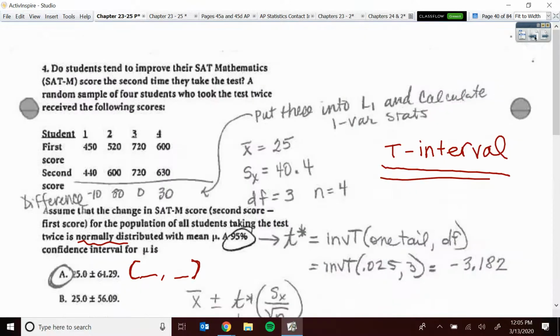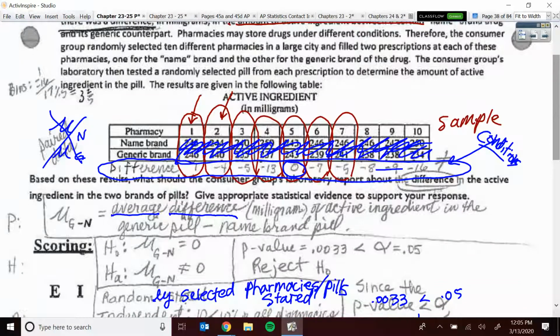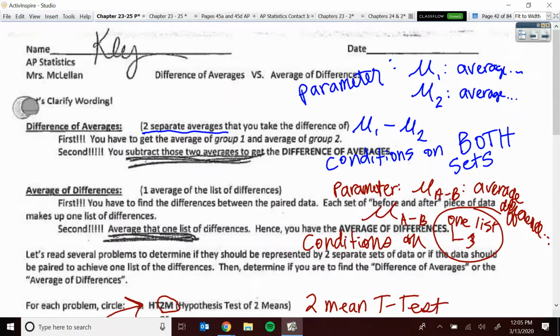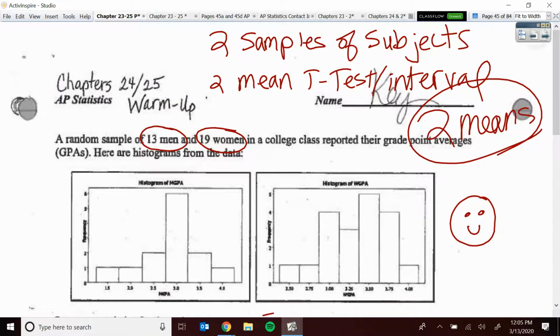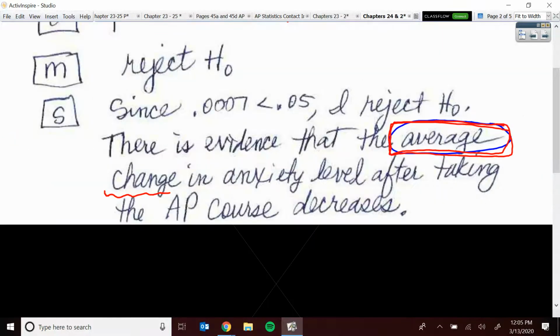Because look here. Did it go down for every single person? Oh, wait, that's not the right problem. It did not go down for every single person. We can see that here. Look, these people, it didn't go down. So you can't say the difference that they have increased. It's the average that has decreased. Evidence that the average change in anxiety level after taking the AP course has decreased.